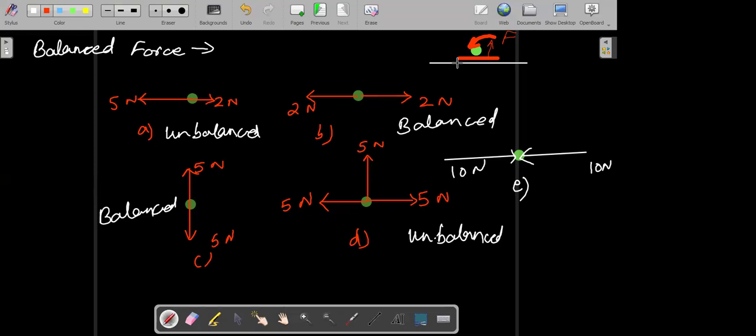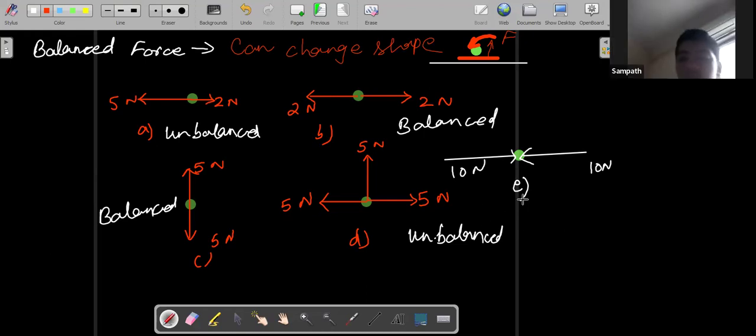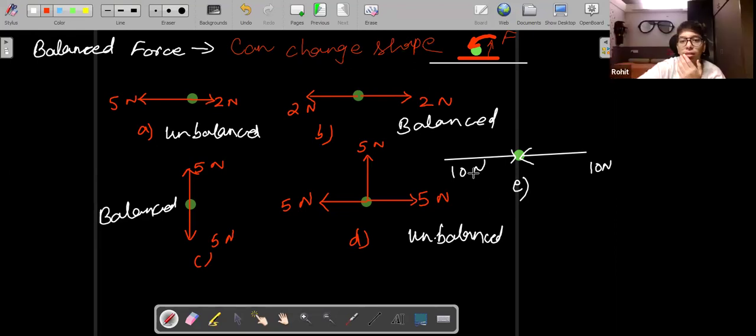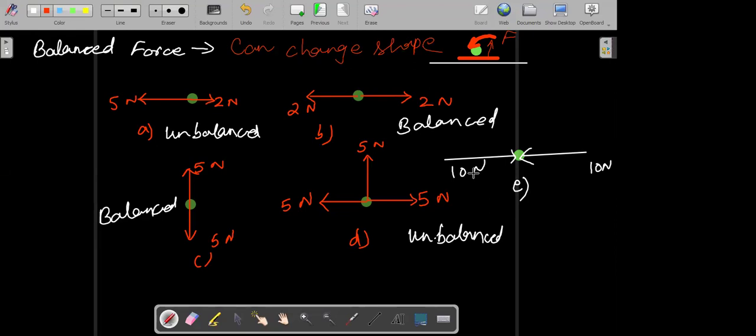So what if I ask what the balanced forces can do? Balanced forces can change the shape of an object. Okay. For example, look at option E. Can you see option E? Yes, sir. Are the forces balanced? Yes, sir. Okay, so what will happen to the ball in between? Won't it change its shape? Yes, sir. Yes, it will change its shape. The shape of the ball will be changed, even if the forces are balanced.